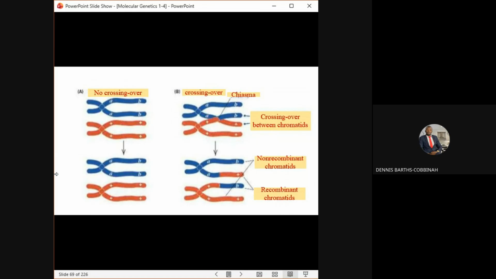At the end of the day, if you check the lower part of column B, you realize that new genetic material is established. You have red and blue portions on the same chromosome, which means there are sequences from the red chromosome now found in the blue chromosome, and sequences from the blue chromosome now found in the red chromosome, for the non-homologous chromatids.